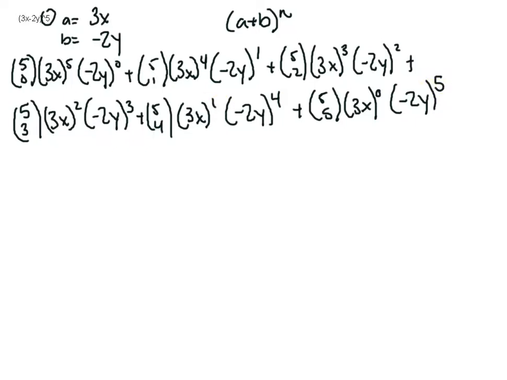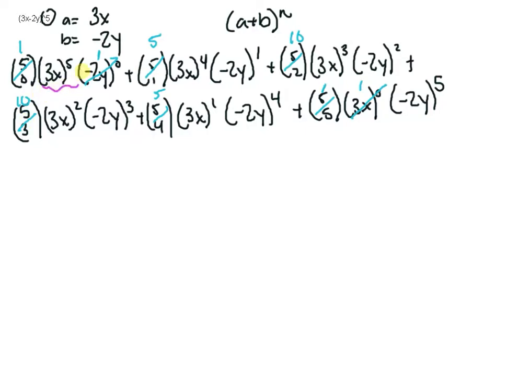Okay. Let's simplify as much as we can. So 5 choose 0 is 1. 5 choose 1 is 5. 5 choose 2 is 10. And then this is symmetric, so it's 10, 5, 1. We know that this goes away to 1, and this goes away to 1. So that's good. Now let's start to solve.